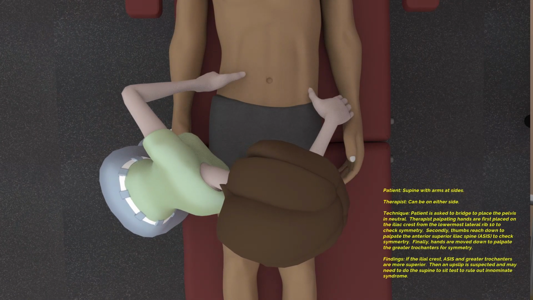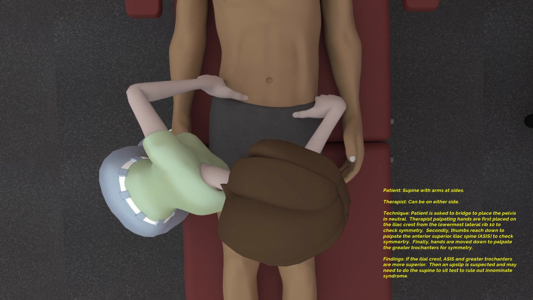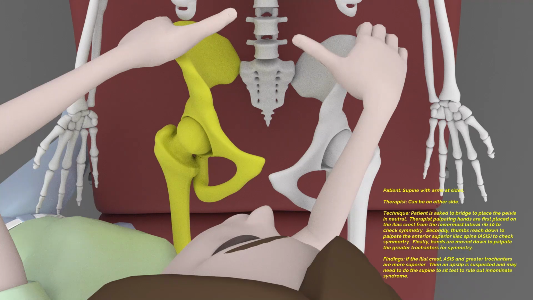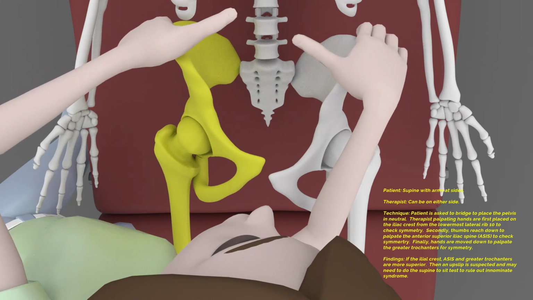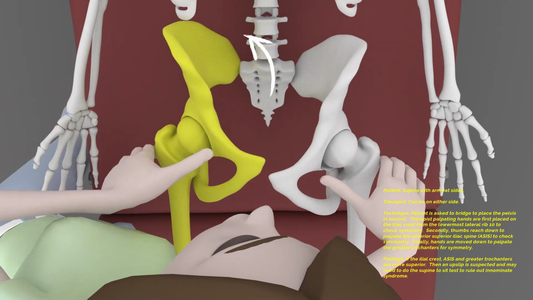Normal findings is that all bony landmarks will be symmetric. Abnormal findings will be that the upslip side bony landmarks will be more superior than the patient's left side. In addition, there may also be ipsilateral or same side trunk side bending, or side bending towards the upslip side.